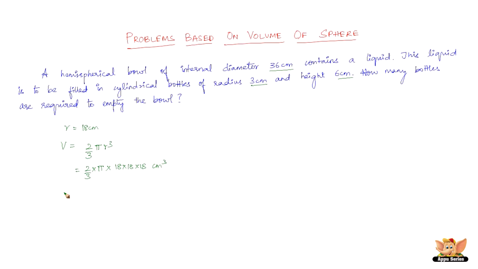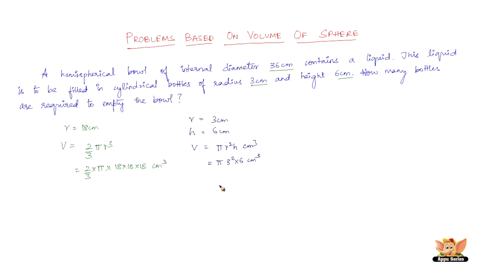So now we've got the radius of the cylindrical bottle. Let's use green for the hemispherical bowl, and let us use blue for the cylindrical bottle. So we have the radius of the cylindrical bottle as 3 centimeters, and the height of the cylindrical bottle as 6 centimeters. Therefore, the volume of the cylindrical bottle will be equal to pi r square h centimeter cube. So this is nothing but pi into 3 square into 6 centimeter cube.